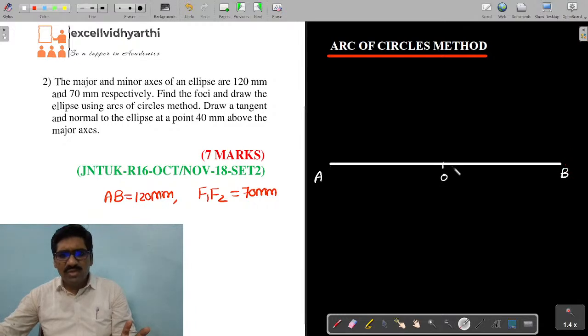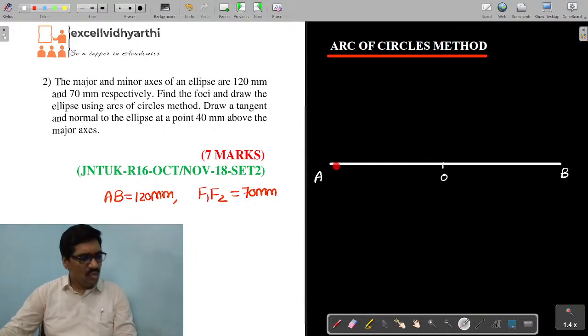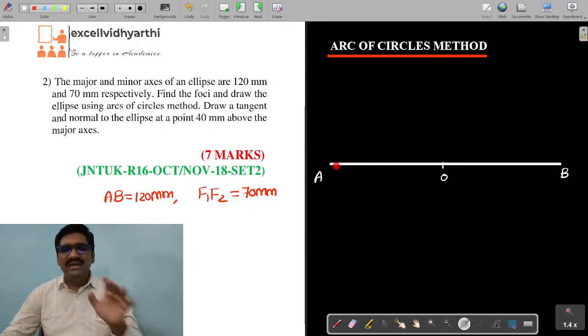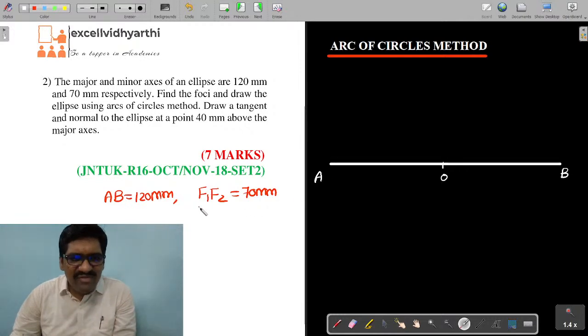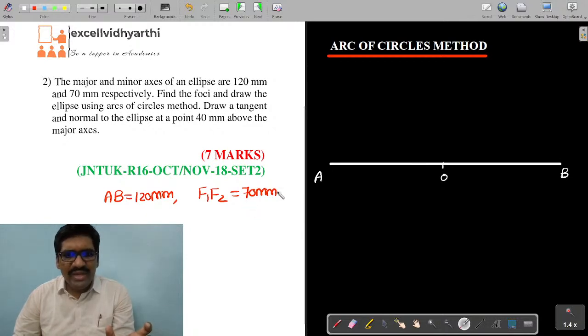120. So mark a point at 60 from the point A. Therefore AO is 60 mm. Clear? Okay, so next, what is fixed? The F1 F2 distance is 70 mm. Since it is 70 mm, you take 70 by 2, which is 35. You take point O as center.